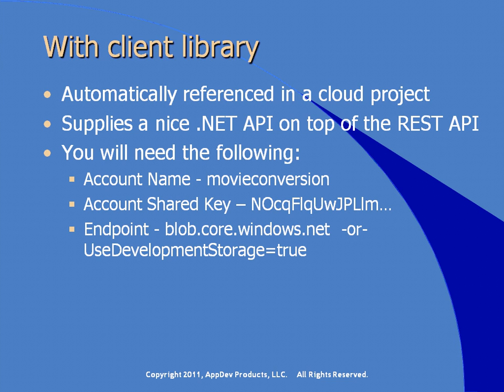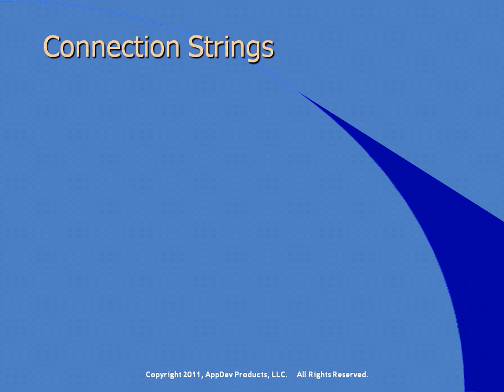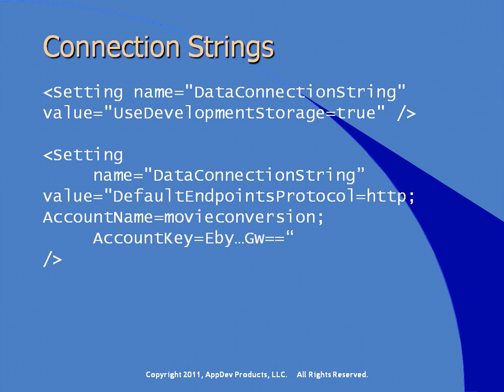And if you're doing local development, you must set use development storage equals true. So if you're doing storage development, there are certain connection strings that you have to set. If you're doing local development storage, you have to set the data connection string and set the value of use development storage equal to true.